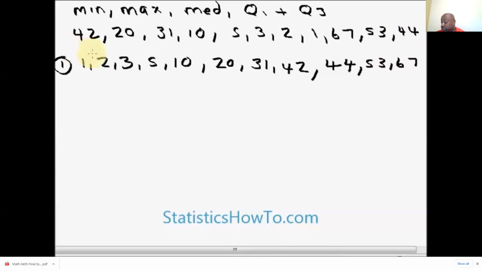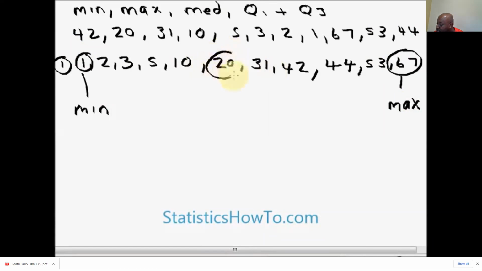The minimum is just going to be your smallest number here. There's our min. And the maximum is going to be your largest number. Next we want the median. The median is the number bang in the middle. We have 1, 2, 3, 4, 5, 6, 7, 8, 9, 10. We have 11 numbers, so the 6th number is going to be exactly in the middle. So 20 is going to be our median.